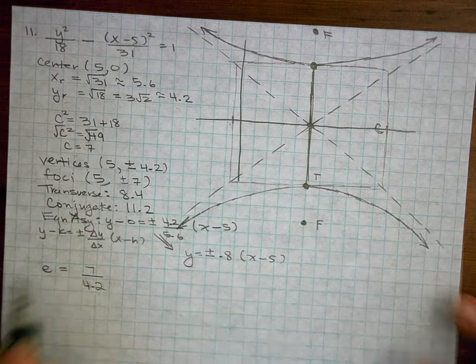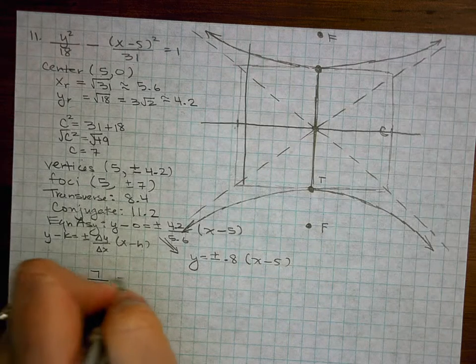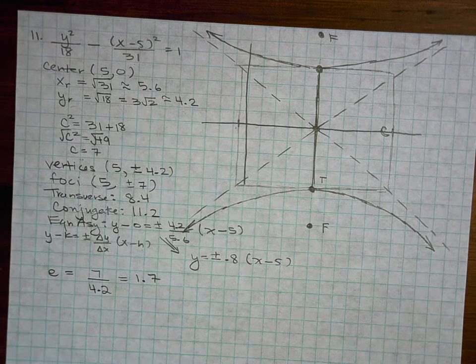So on a hyperbola, our eccentricity should be greater than 1, whereas on the ellipse, it was less than 1. So when I divide that, I get 1.67 or 1.7. And that's number 11. Okay, and then let's do one more here.